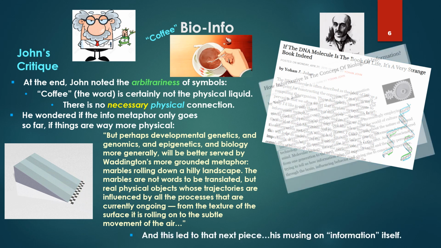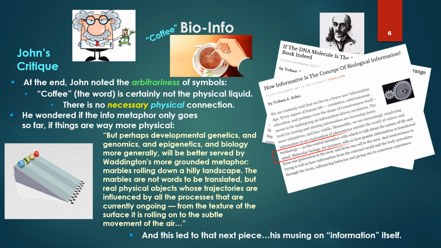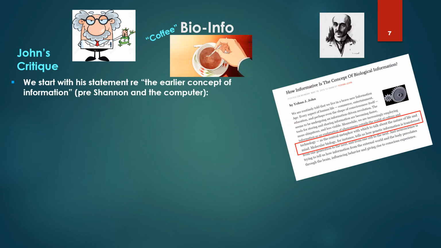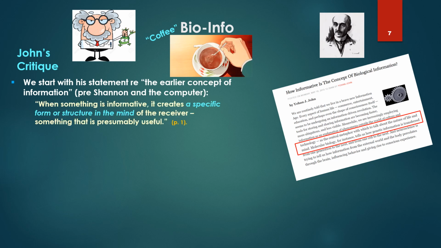And this led to the next piece that we started with, his musing on information itself as a central metaphor. We start with this statement with respect to the earlier concept of information, that is pre-Shannon in the computer. The quote, when something is informative, it creates a specific form or structure in the mind of the receiver, something that is presumably useful.